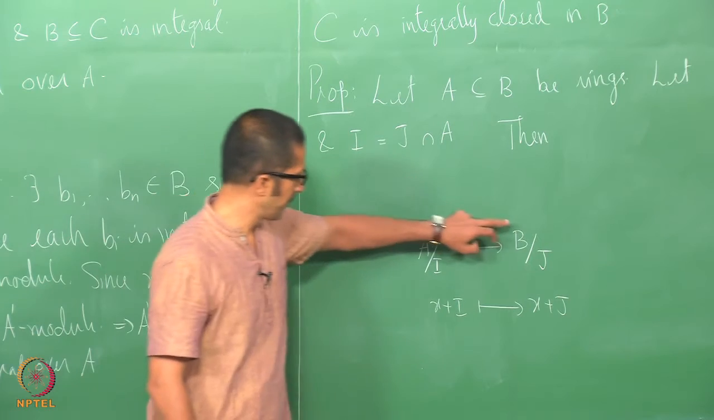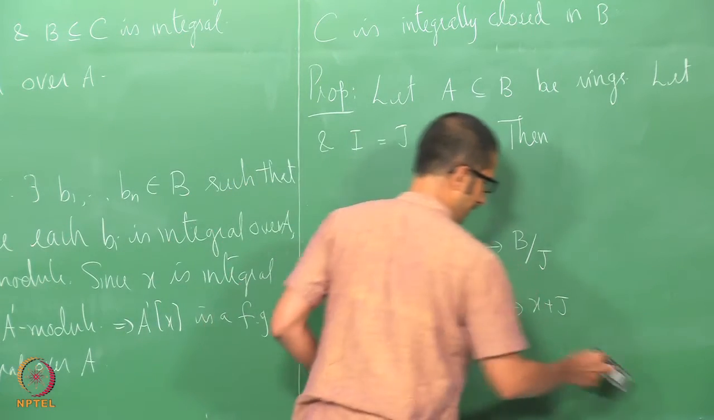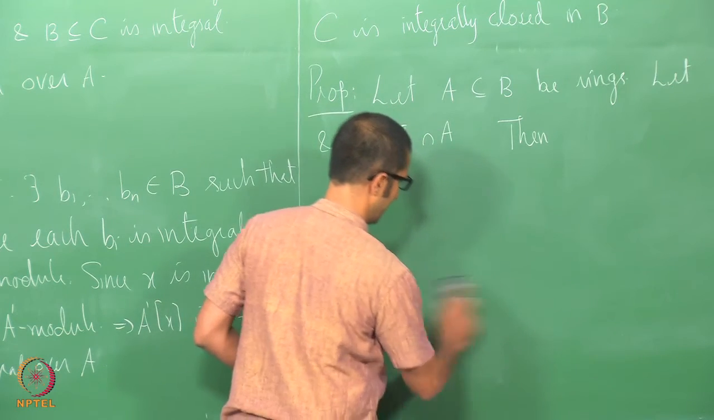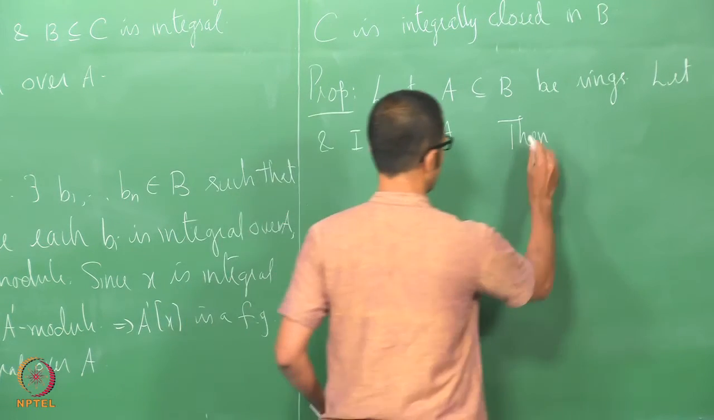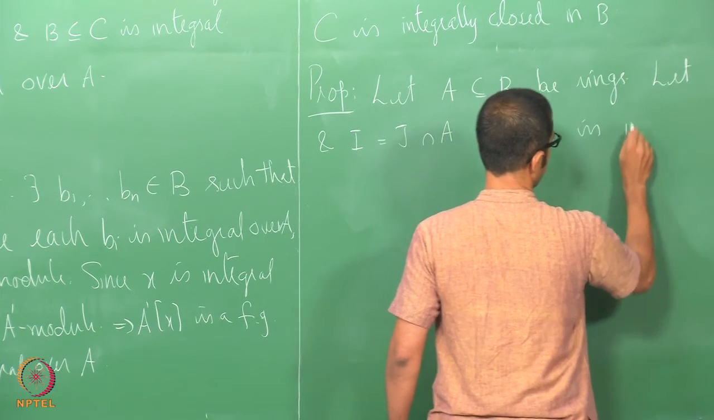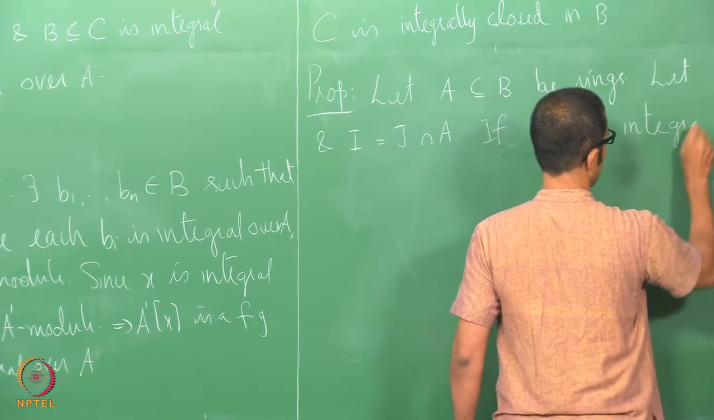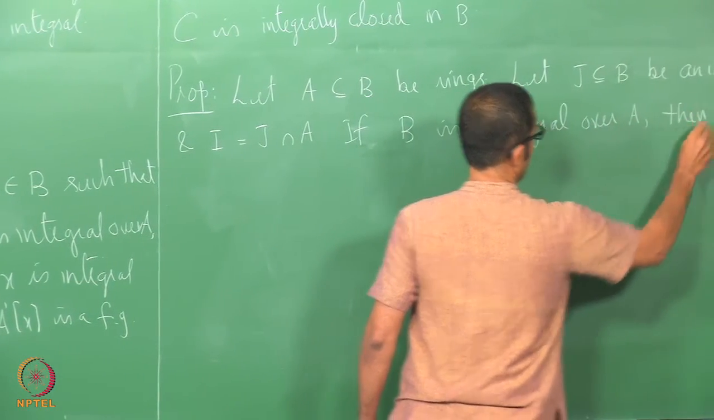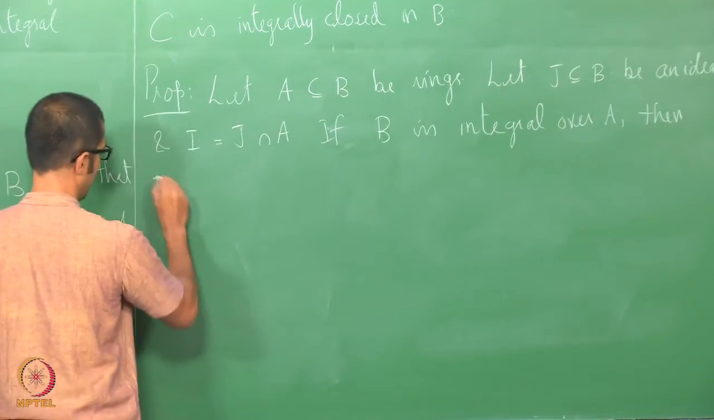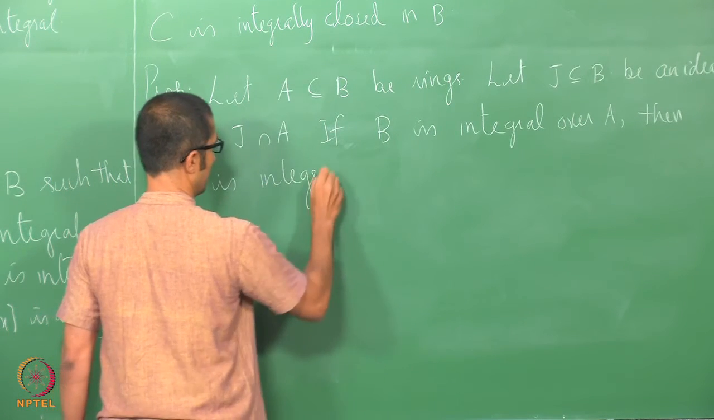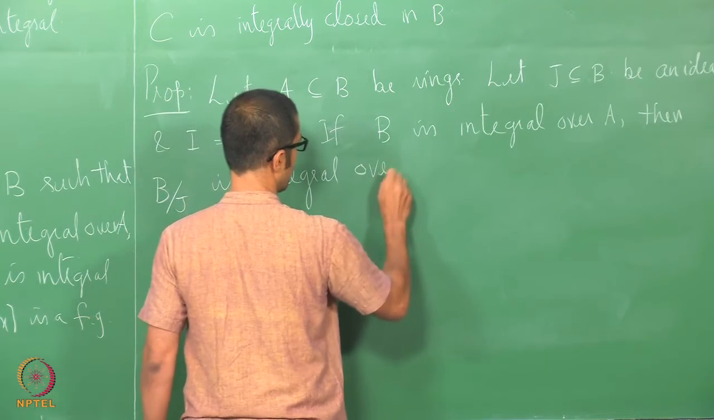Now, if B is integral over A, do we have some relation like this? If B is integral over A, then B mod J is integral over A mod I.